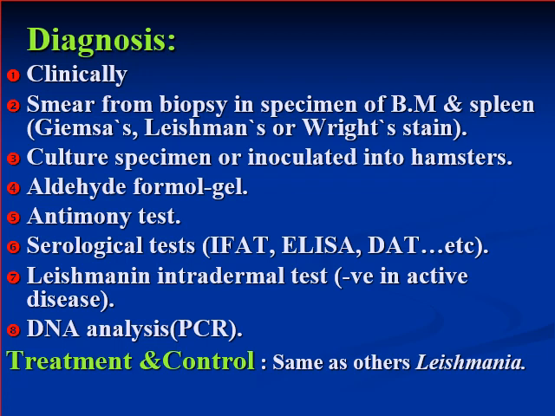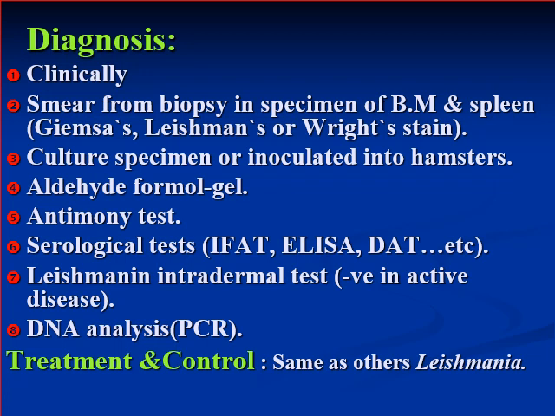Diagnosis: first clinically, depending on clinical manifestation, which occurs in endemic areas because the physician is familiar with the symptoms. Also, we have a smear from biopsy of bone marrow or spleen, then stained with Giemsa, Leishman, or Wright stain. These stains are specific for staining protozoa. Also we have culture of the specimen in laboratory animals or specific media. We have aldehyde, formol gel, and antimony tests.